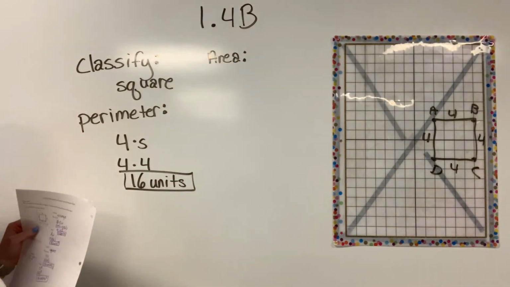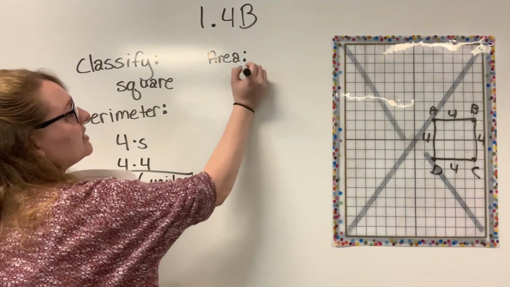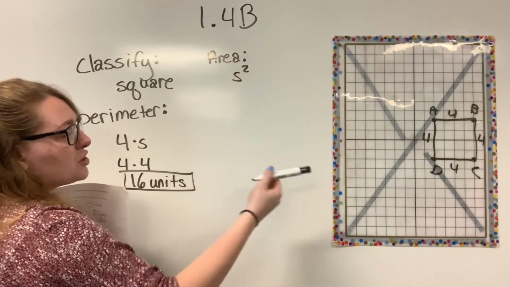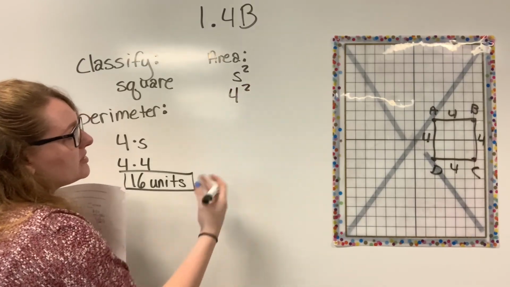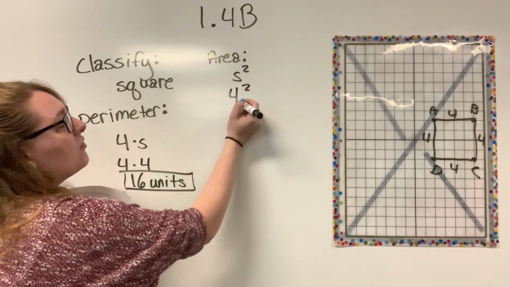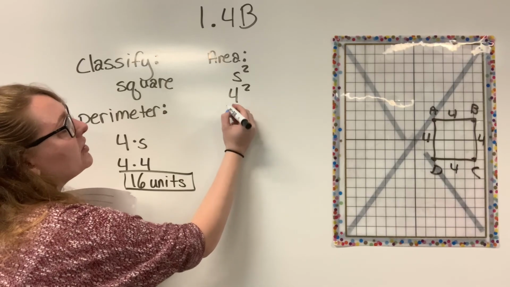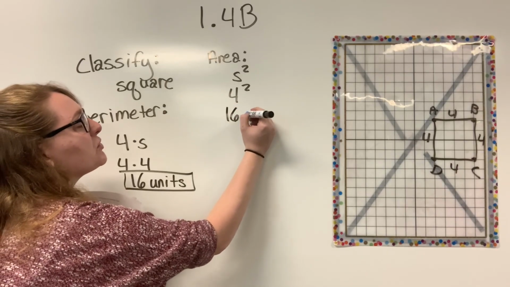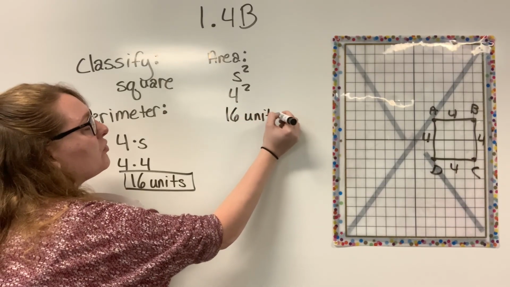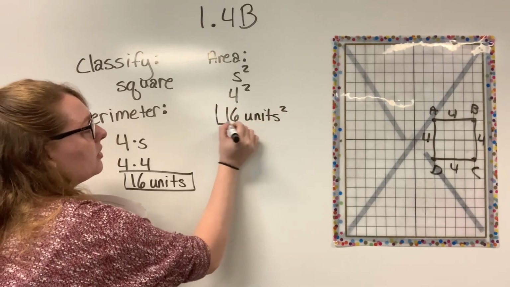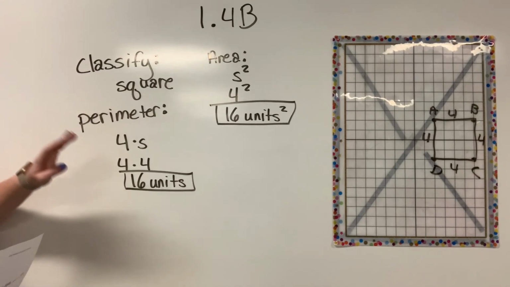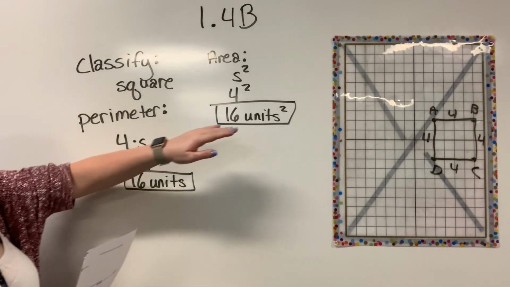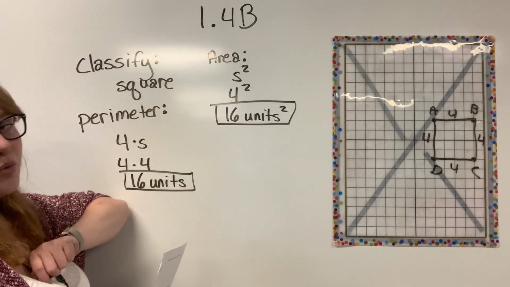The area of a square is taking one of the sides and squaring it. So we know that all of our sides are 4, so we are going to square one of the side lengths of 4. 4 times 4, or 4 squared, is going to be 16, but since we're talking about area, we have to say units squared. So this is a square, it is 16 units around, and the interior is 16 square units.